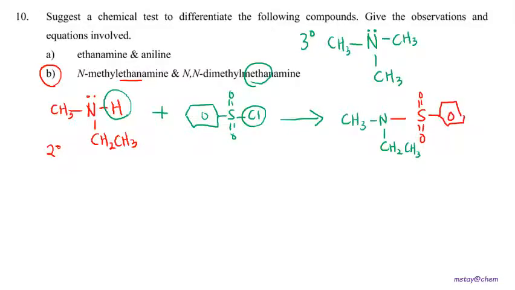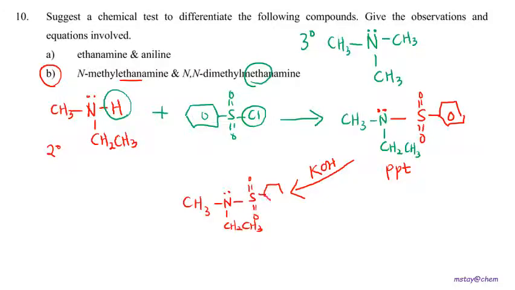Okay, so this one is a precipitate. If this precipitate continues to react with KOH, because there is no hydrogen on the nitrogen here, there is no reaction. So it will be the same: CH3 and lone pair, CH2CH3, and also S double bond O sulfonyl continuing with the benzene ring. And then the next one, it will react with HCl. So this one is also a precipitate.